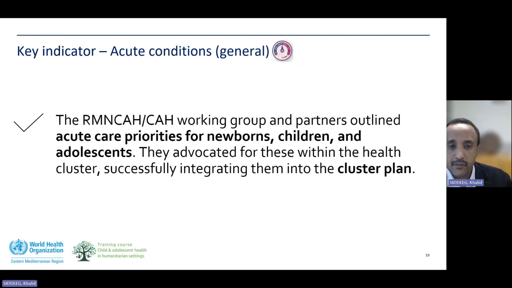The indicator that is proposed in the guide is whether our working group, the CH or RMCH working group, and partners have already outlined their acute care priorities for children and adolescents and advocated for those priorities within the health cluster, and managed to successfully integrate those priorities in the cluster plan, and then ultimately to implement those activities proposed in the plan.